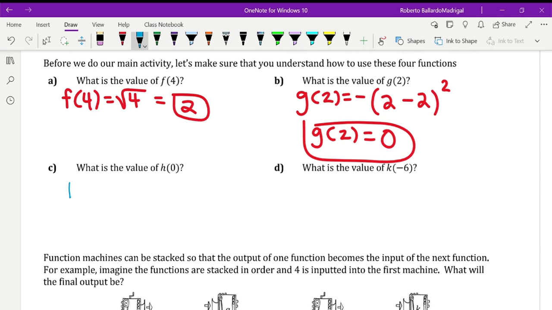H of 0 is 2 to the 0 power minus 7. Maybe you remember this from IM1, but the 0 exponent property tells you that anything to the 0 power is going to equal what? Not 0, not 2, but 1. So that is 1 minus 7, which is equal to negative 6.